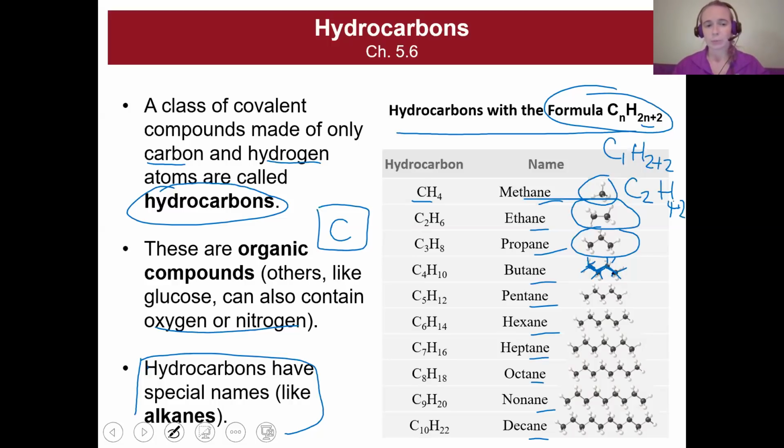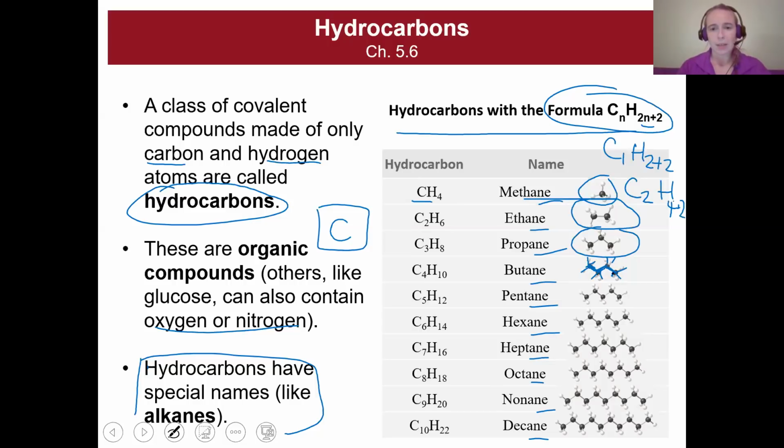So other hydrocarbons have different special names. If there are double bonds involved, we call them alkenes. If there are triple bonds, we call them alkynes. Those you don't need to know about, but that's how this naming system works.